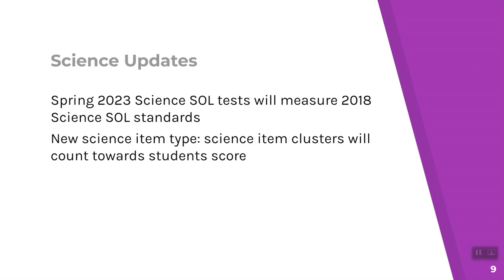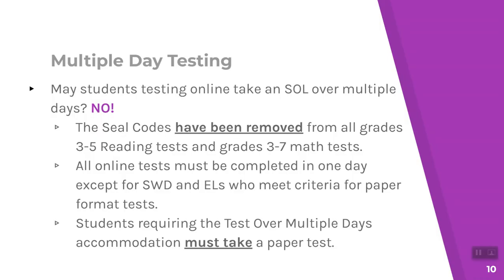Spring 2023 Science SOL tests will measure 2018 science standards. There will be new science item types called science item clusters. These will count towards a student's score. Students are no longer allowed to test over multiple days unless they have a test over multiple days accommodation, which then the student would take paper pencil. One-day testing means no more seal codes.